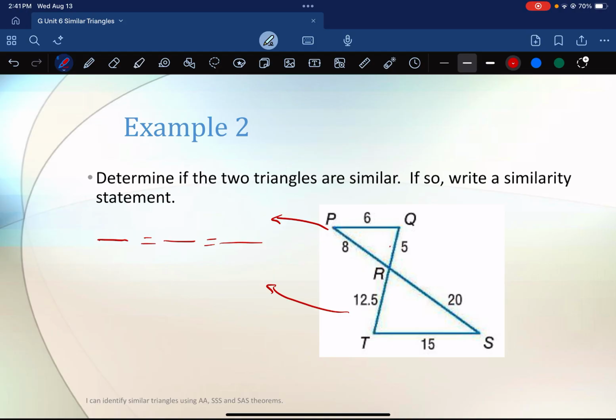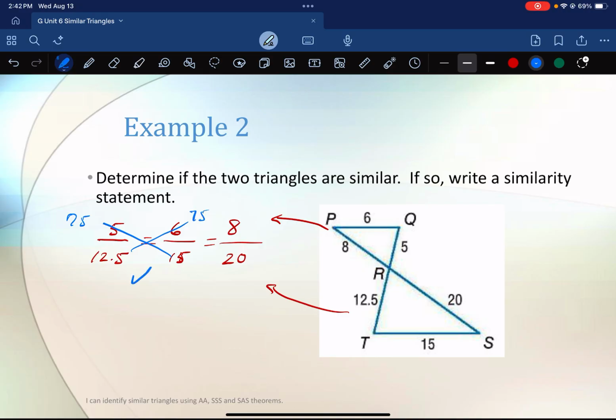The small on the top triangle has to go with the small on the bottom. So we're going to go 5, 6, 8 across the top, and then match up the lower ones. So we've got 12.5 is the smallest, 15's in the middle, and 20 is the large. So cross multiply, 5 times 15 is 75. So this way I get 75. And this way I get 6 times 12 and a half. I think that's 75 also. Yeah, it is.